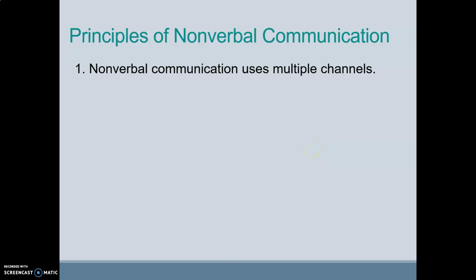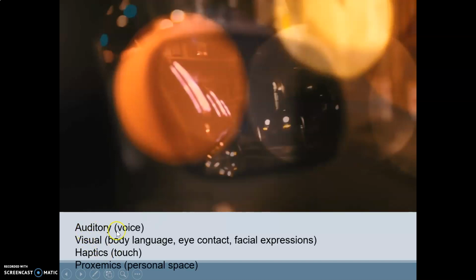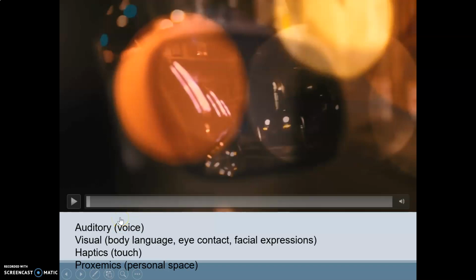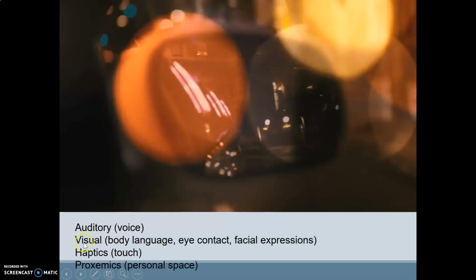Okay, welcome back. So we can see that this is a really funny conversation, but can you identify which channels this male and female used in this conversation? Apparently they are using audio, right? They are using their vocal cues to communicate their emotions, to communicate their desire. And second, they also use visual cues, such as body language, eye contact, and facial expressions.